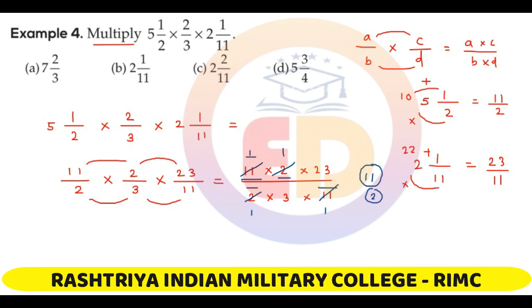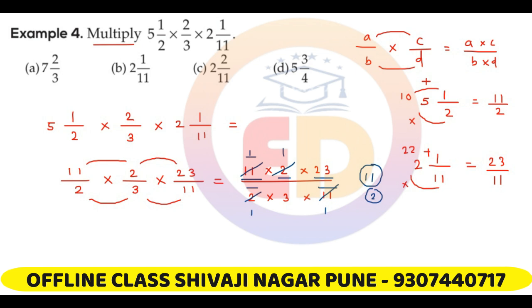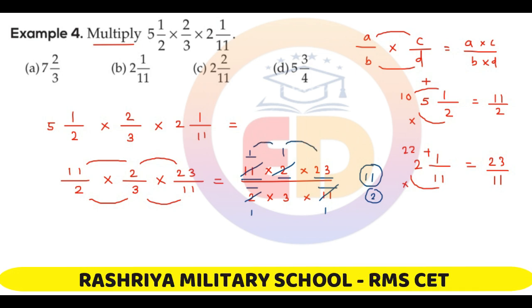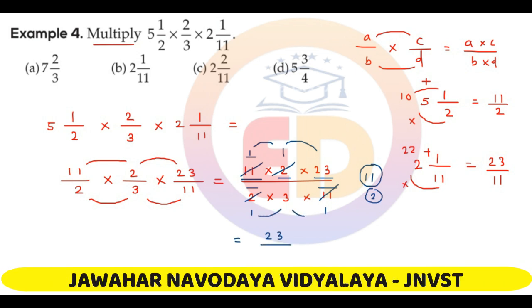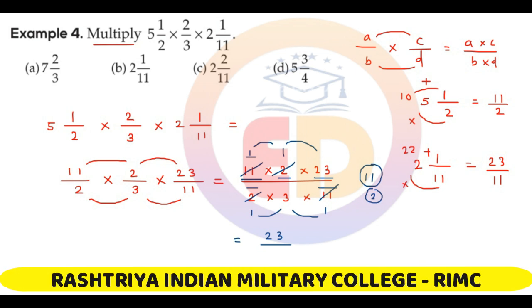Now in the numerator there is no more term because 23 is a prime number. It will not be divisible by any other number. So in the numerator I have 1 into 23, which is 23. In the denominator I have 1 into 3 into 1. You can simply ignore this 1 because multiplying by 1 its value remains the same. So this will be 3.